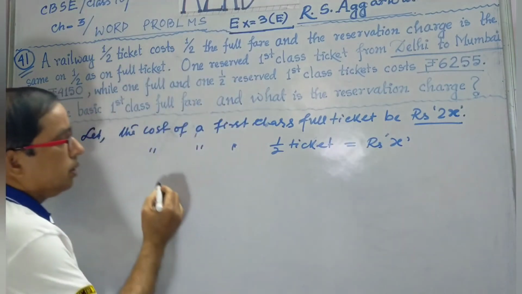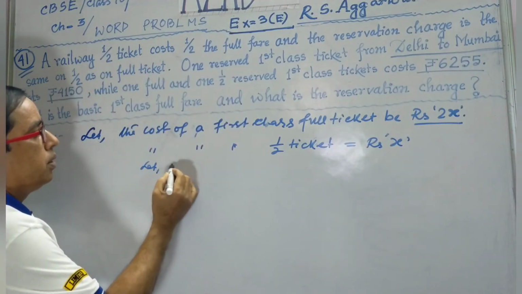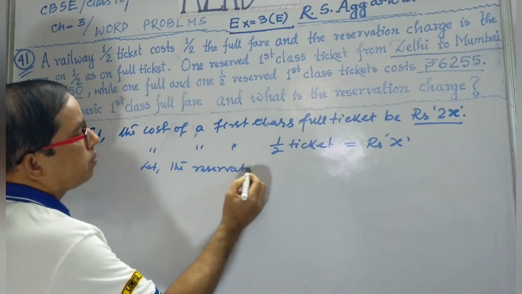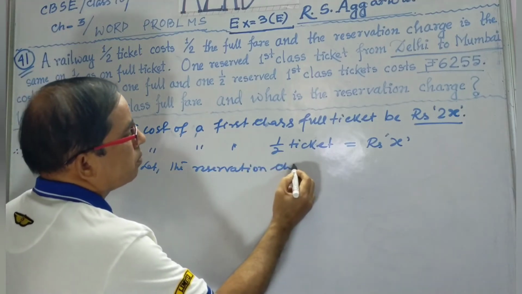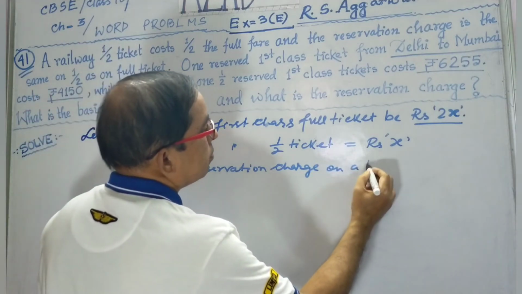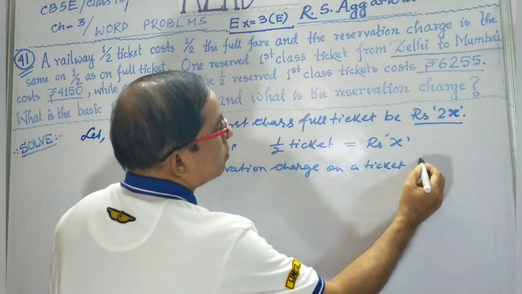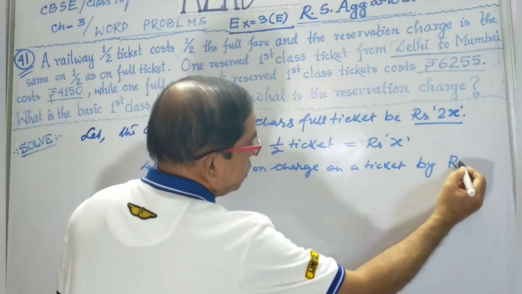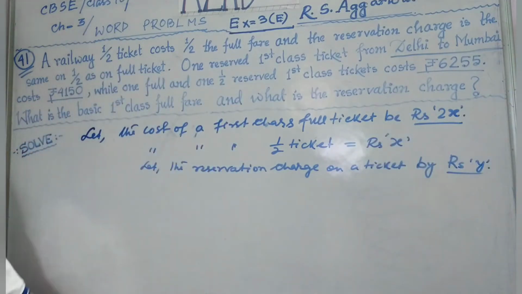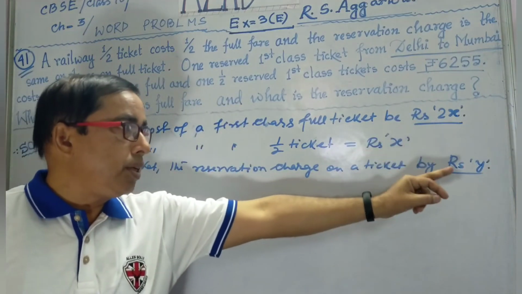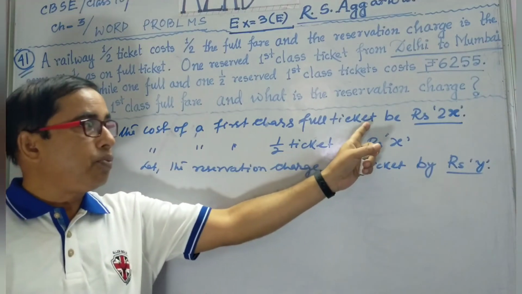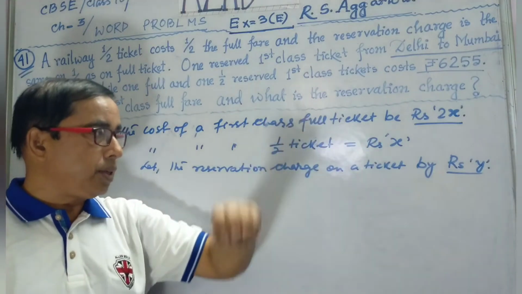Again, let the reservation charge on a ticket be rupees y. Now tell me, on which ticket will this charge be charged? This will be charged on the full ticket and also on the half ticket.